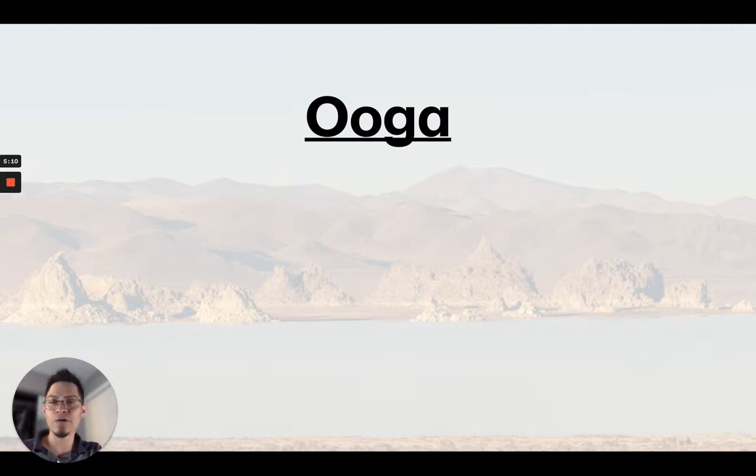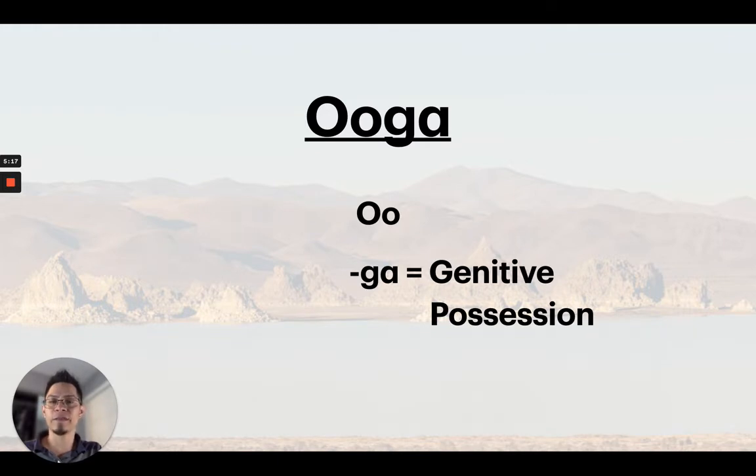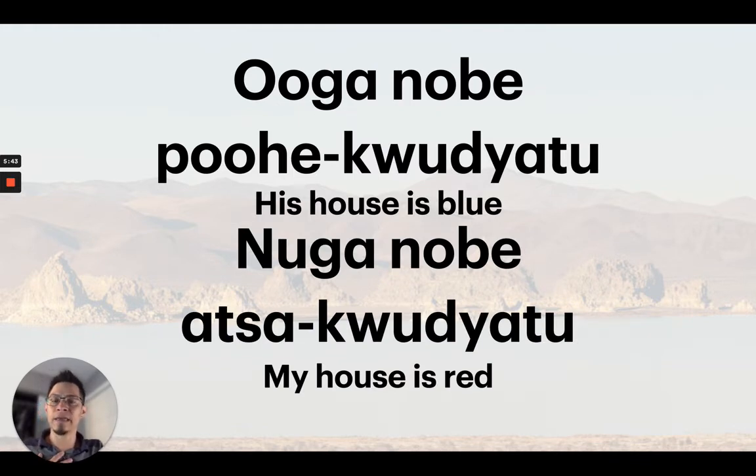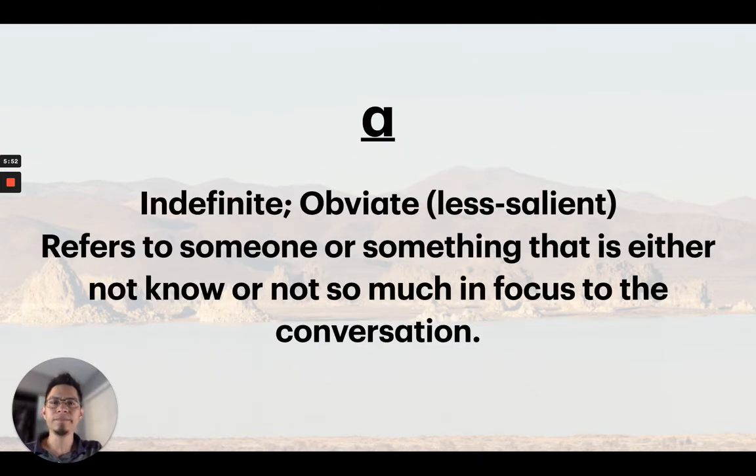All right, uga, uga. We saw some similar in our previous videos. Remember, this is divided up into two morphemes. First, u, which refers to the third person, he, she, or it. Ga is a suffix indicating the genitive, or in other words, possession. And so just another meaning of his or her or its, but maybe a bit more emphasis on it. So again, uga nobi puhi kuchar. His house is blue, whereas nga nobi, as a reminder, is my house, atsa kuchar, is red. That was just one example.